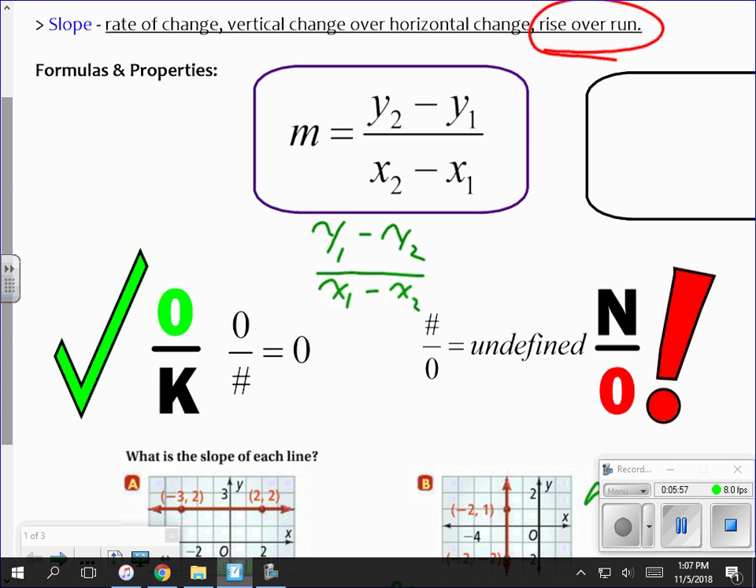It doesn't matter which point comes first, as long as the x coordinate and y coordinate that line up vertically come from the same point. Students say, oh, well, you did it wrong, it has to be the second one. No, it doesn't have to be the second one. It can be the first one.